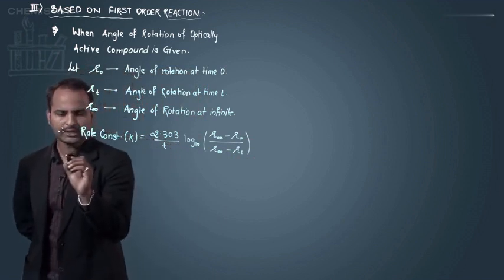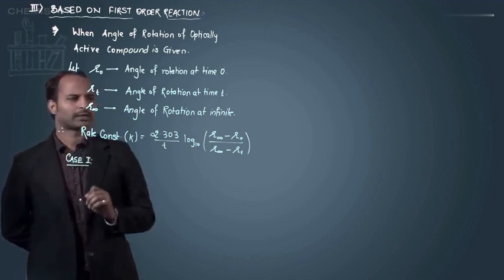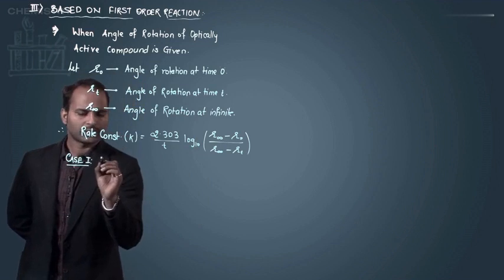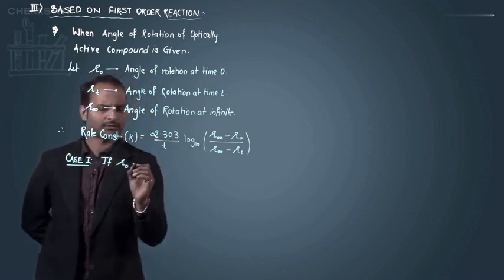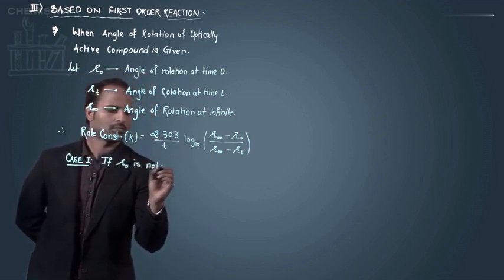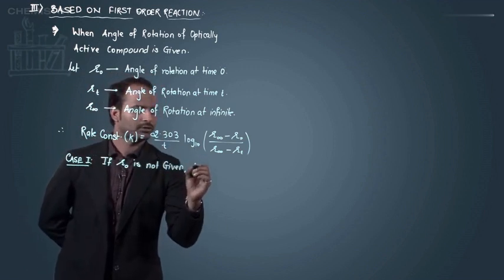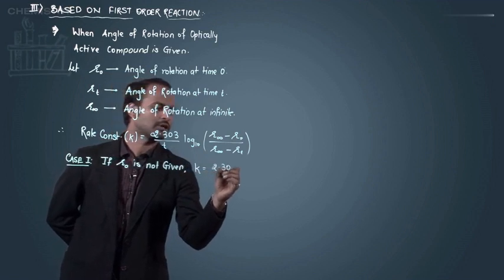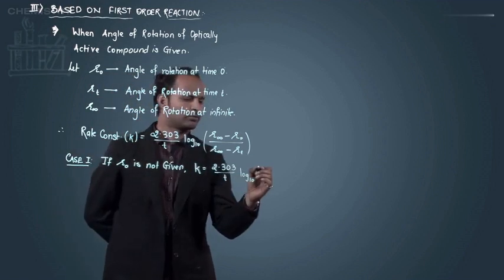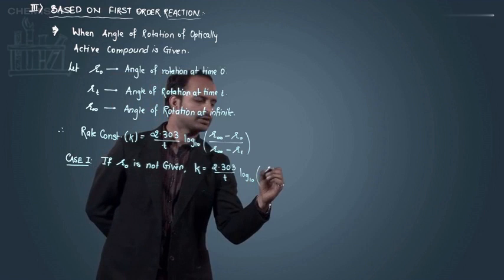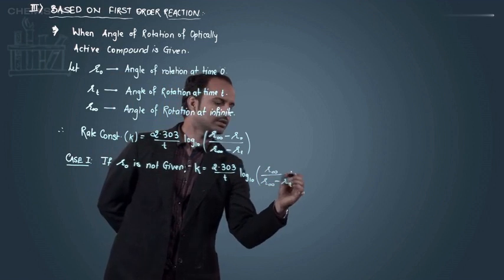Now again we have two cases here. Case 1: if R naught is not given, that is, the angle of rotation at 0 time is not given, then better remove R naught from the formula. So K is equal to 2.303 upon T log to the base 10 of R infinity upon R infinity minus RT.